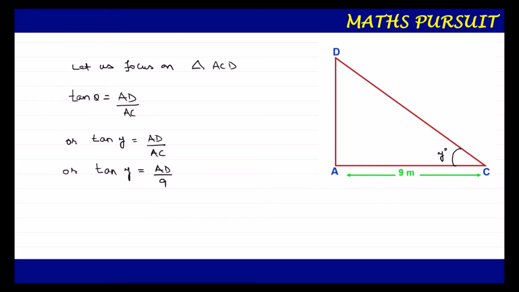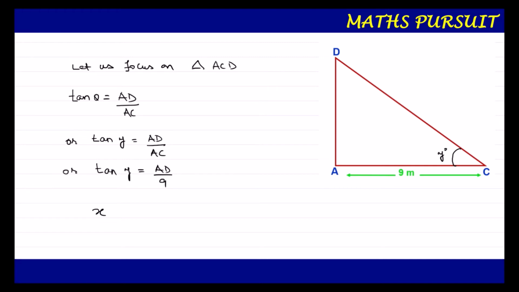Now guys, let me read the question once again. The question says that the angles of elevation of the top of a tower from 2 points at a distance of 4 meter and 9 meter from the base of the tower and in the same straight line with it are complementary. That means these two angles, angle X and angle Y, are complementary. So what are complementary angles? Complementary angles, we very well know, total 90 degree.